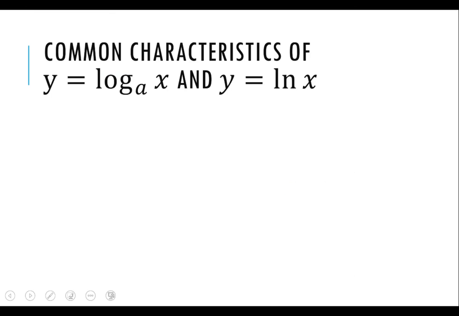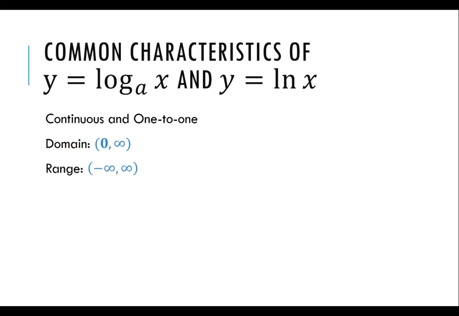Now some common characteristics of log base a of x and the natural log of x, so really any base that we so desire. They are continuous and one-to-one. Their domain is from 0 to infinity, but we don't include the 0. Now that's before any transformations. So in general, if you have a logarithm, you cannot put a negative number or a 0 into it. The range of logarithms is all real numbers. Vertical asymptotes occur at x equals 0 unless there's a horizontal translation. The x-intercept is going to be the point (1, 0).